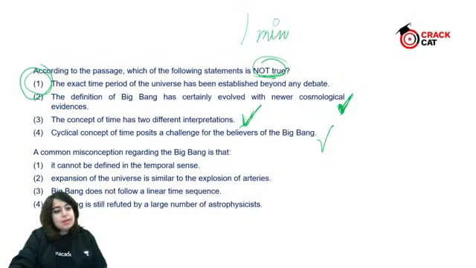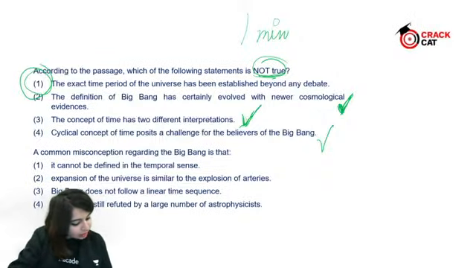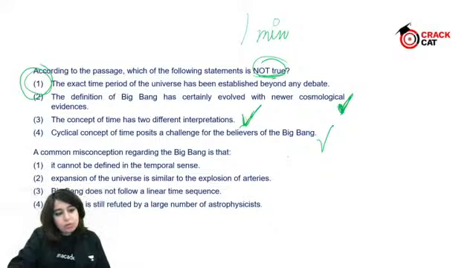The second says the more common misconception regarding the Big Bang is that Rohan has answered here. So, common misconception, he says it should be fourth. Let's see. It says it cannot be defined in a temporal sense. Second, expansion of universe is similar to explosion of arteries. Big Bang does not follow a linear time sequence. That is incorrect. Big Bang is refuted by a large number of astrophysicists. No, that is also incorrect, Rohan.